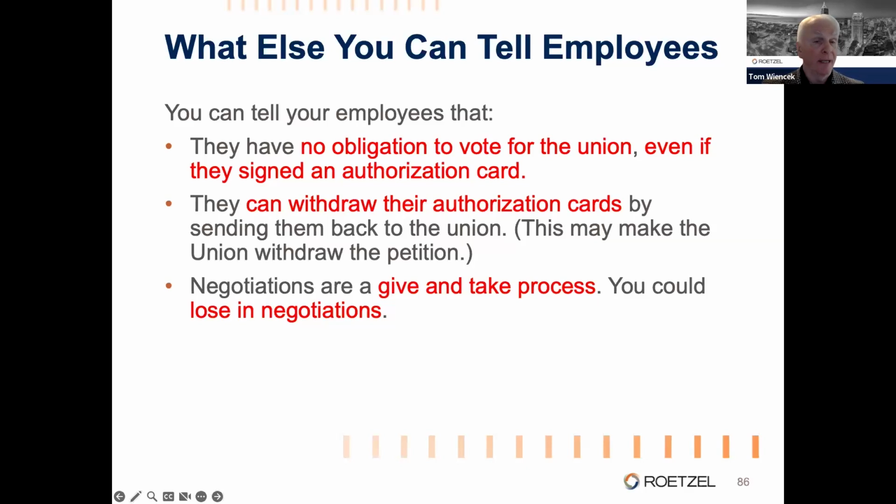And you can tell them the negotiations are a give and take process. You can actually lose in negotiations. You've got all these things that you've wanted on your wish list, well, frankly, we've been working with a stone on our shoe too. We've got a few things that we can take to the table if you want to start talking about formalizing this process. We've got some wish lists too. You can tell employees that.